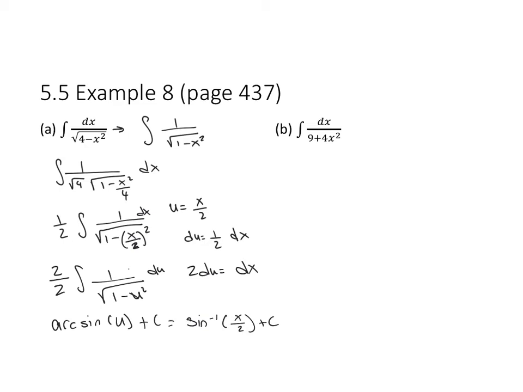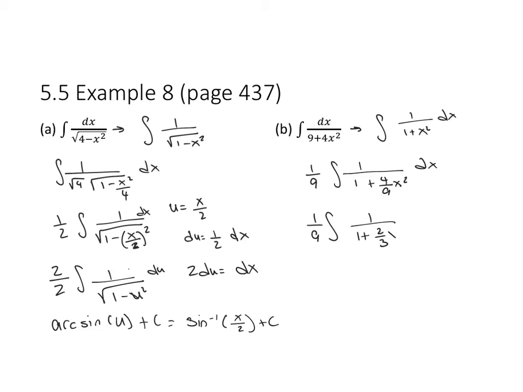Now for this one, hopefully you see that this one also does look familiar. Hopefully you see that this looks like arctan, which is 1 over 1 plus x squared dx. So we need to first factor out the 9. So let's pull a 1/9 out of everything. And we're left with 1 over 1 plus 4 over 9 times x squared dx. And same thing, I need to get that whole thing underneath that square. So 1/9 times the integral of 1 over 1 plus 2/3 x, and the whole thing squared, dx.